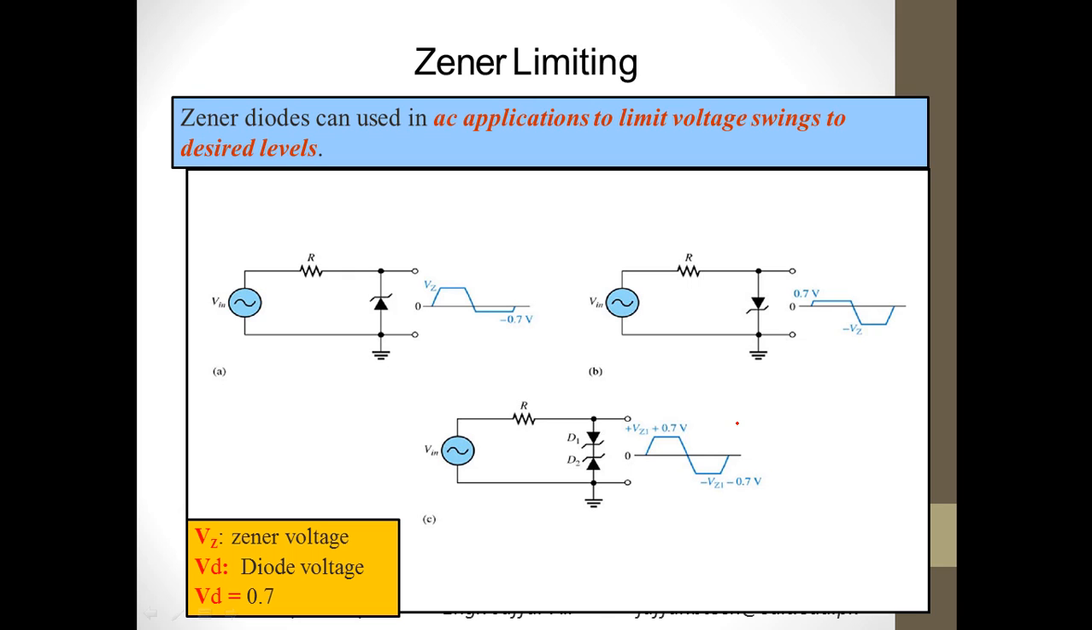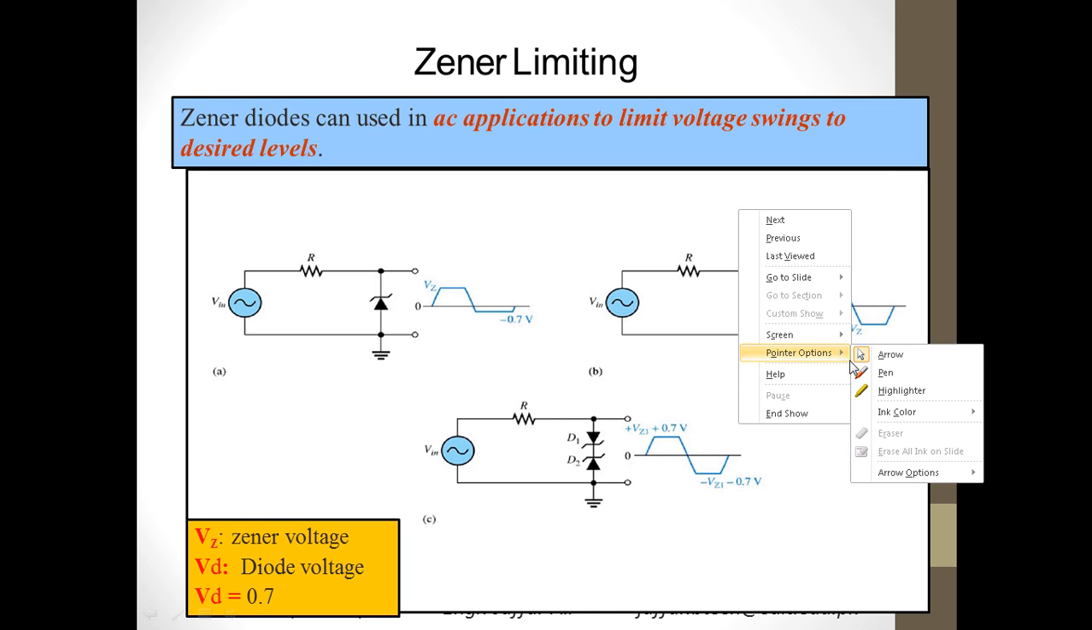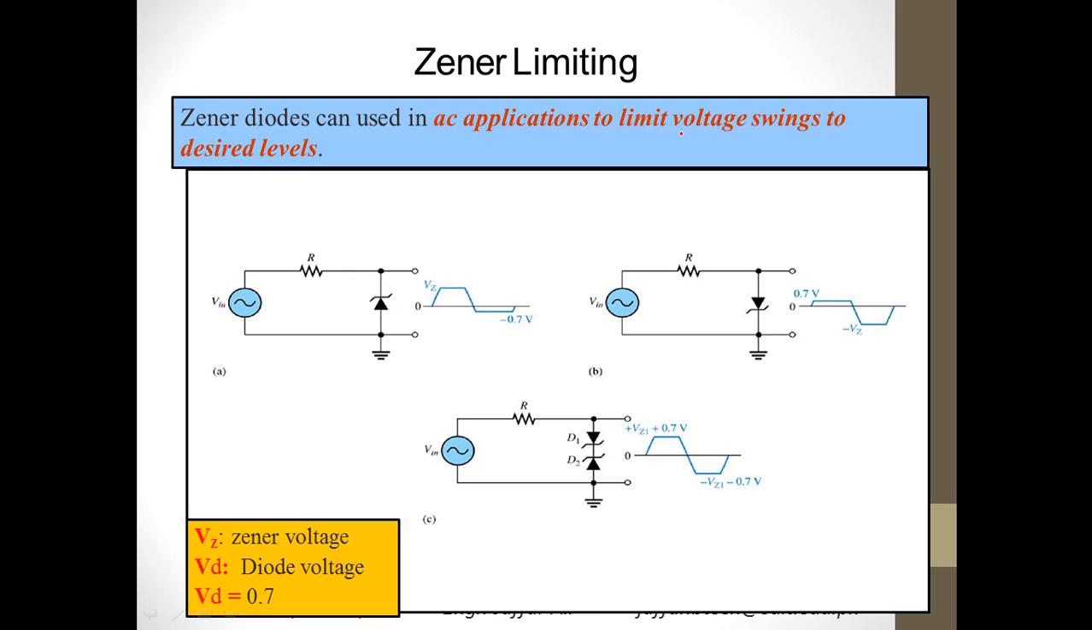Now there is another interesting application for Zener, and that is known as Zener limiting. A Zener diode can be used in AC applications to limit the voltage swings at a desired level. If you want to restrict or limit the voltage swings to a desired level, you see that this voltage is too high, but this voltage is too low. So you want to limit the voltage, you want to decrease this voltage, or you want to invert this thing.